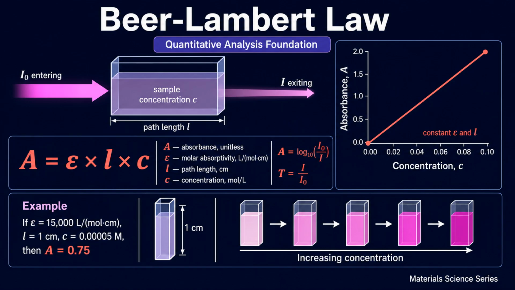The Beer-Lambert law is the foundation of quantitative UV-vis analysis. Absorbance equals epsilon times path length times concentration. Epsilon is the molar absorptivity, characteristic of each compound at each wavelength. Path length is typically 1 centimeter using standard cuvettes. The linear relationship between absorbance and concentration enables precise concentration measurements. For example, with epsilon of 15,000, a 1 centimeter path, and 0.05 millimolar concentration, the absorbance would be 0.75.